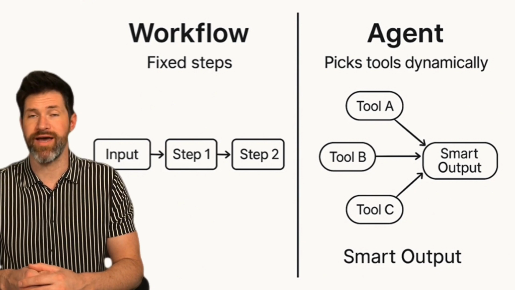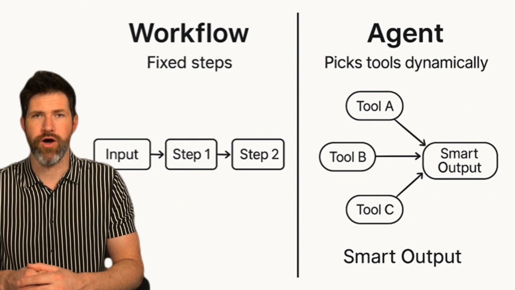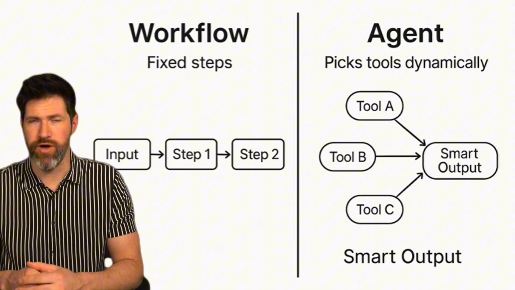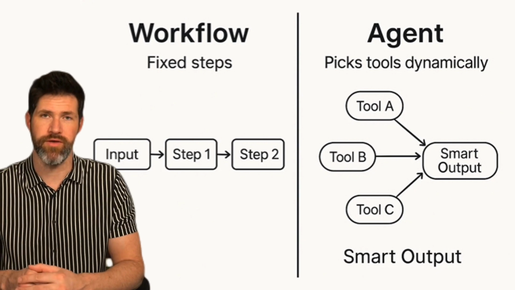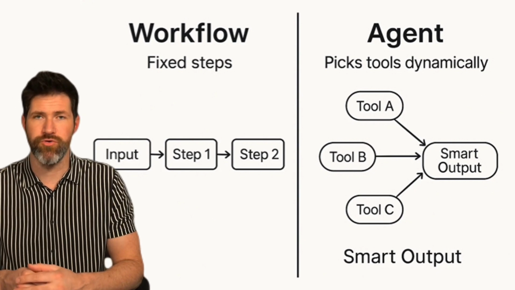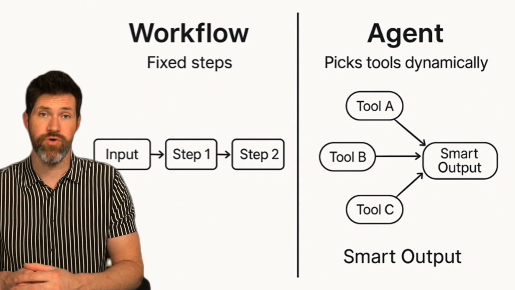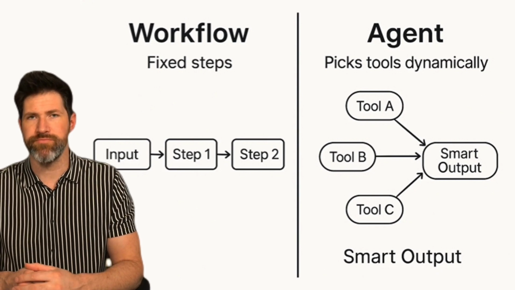You'll notice on this slide, we split the screen. On the left, a straight line with clear steps. Input, step 1, step 2, output. On the right, a branching neural network with decisions at each fork. This is the key difference. Workflows are fixed. Agents are flexible.